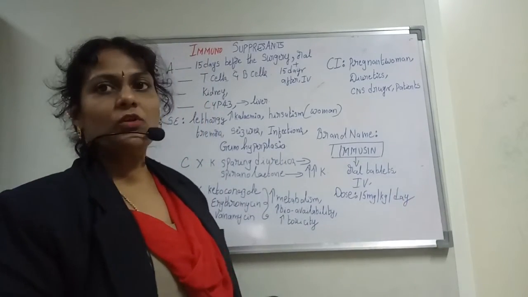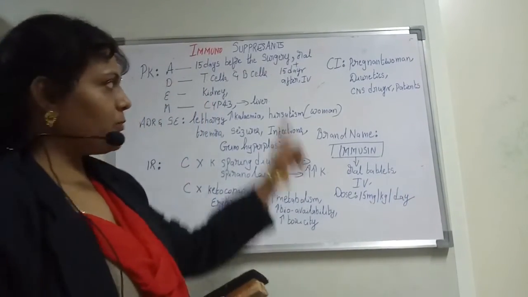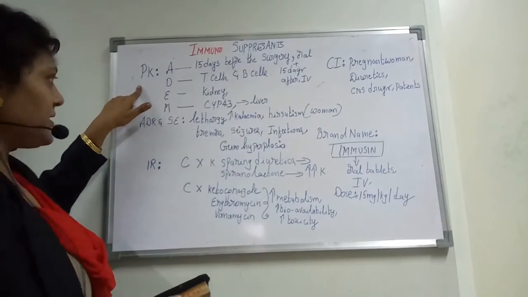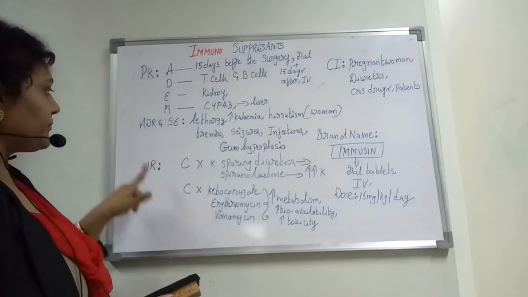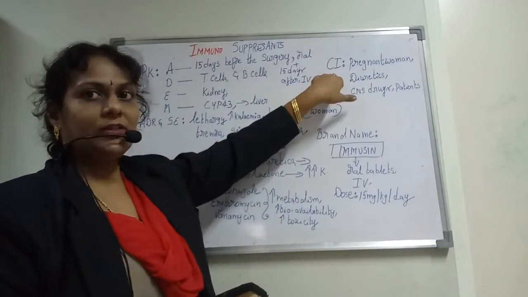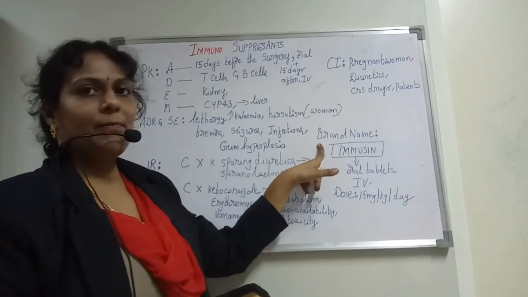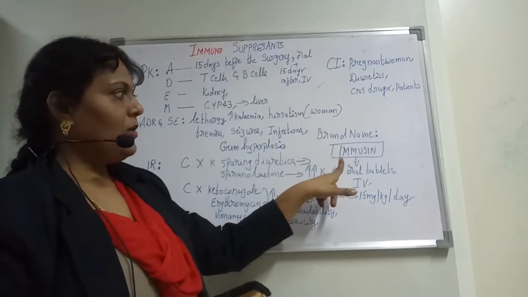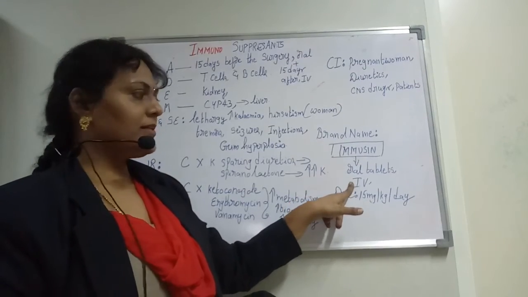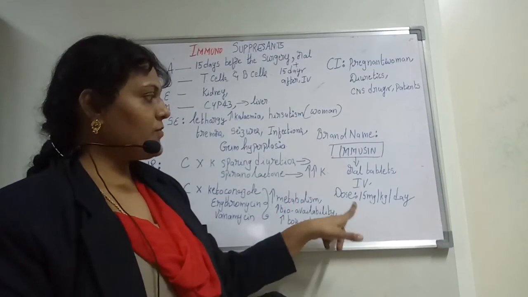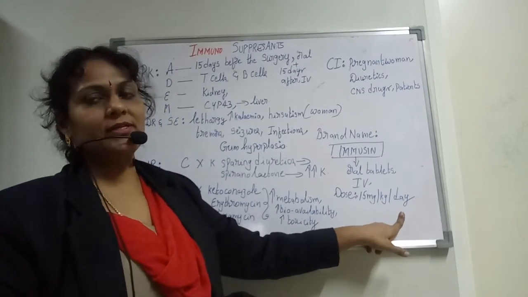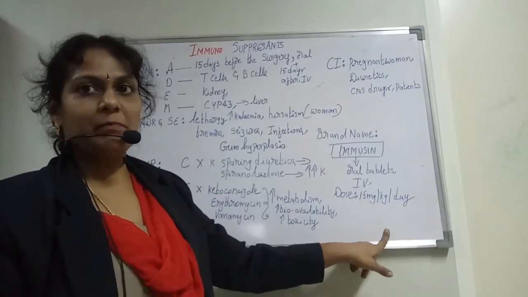So this is the whole picture of cyclosporin. From cyclosporin we saw the mechanism of action, we saw the PK, nothing but pharmacokinetics, we saw ADRs and SE, we saw IR, nothing but interactions, and we saw CI, nothing but contraindications. We saw the brand name available in the market as Immusin, in the form of oral tablets and IV, nothing but parenteral forms, and the dosage is 15 milligrams per kg body weight. And this has to be remembered by a pharmacist.